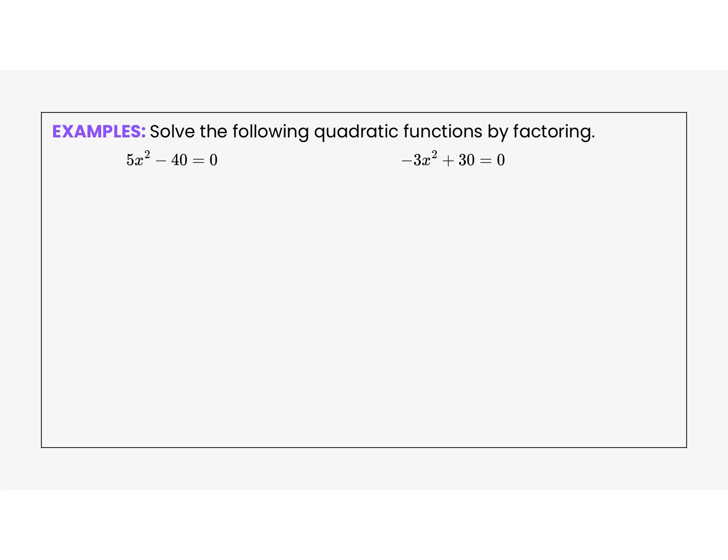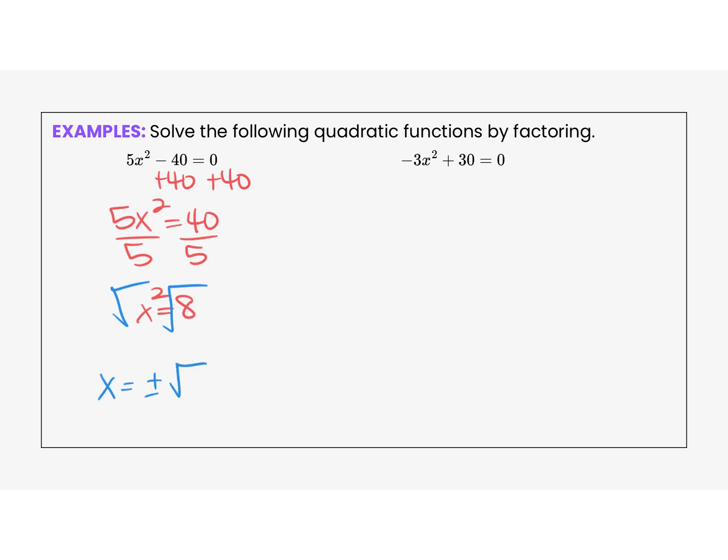Last two we'll look at here. 5x squared minus 40 equals 0. So add the 40. So I get 5x squared equals 40. Divide by 5. X squared equals 8. Then I'm going to take the square root because I have that x squared by itself. Again, 8 is not a perfect square, so we leave our answer as plus or minus the square root of 8.